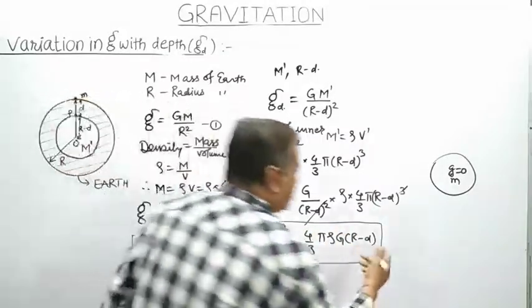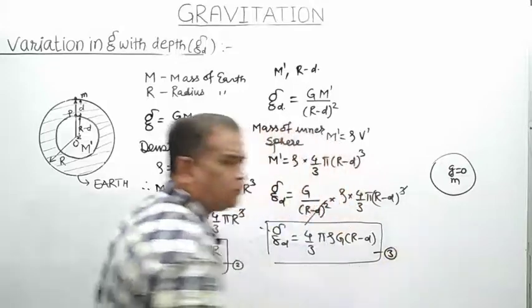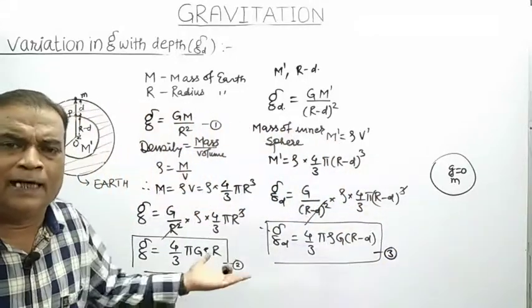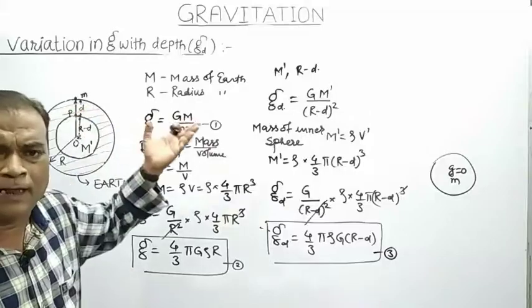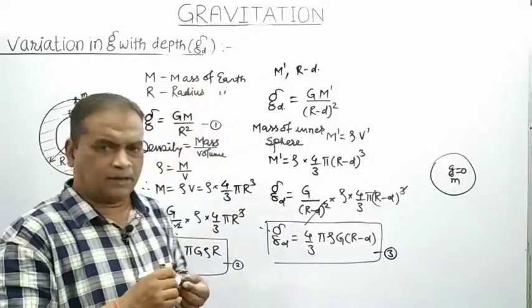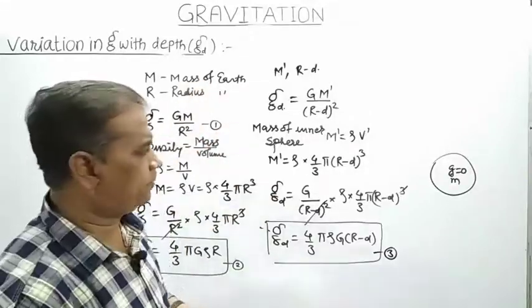Now you can take the ratio of these two, because every now and then you have to calculate the relative acceleration due to gravity for an object lying below a certain depth from the surface of the earth.